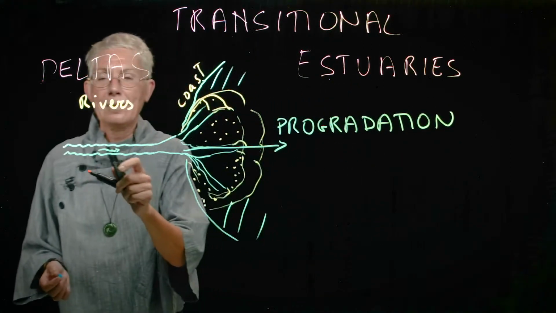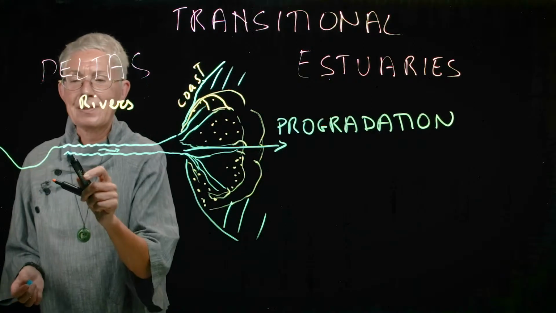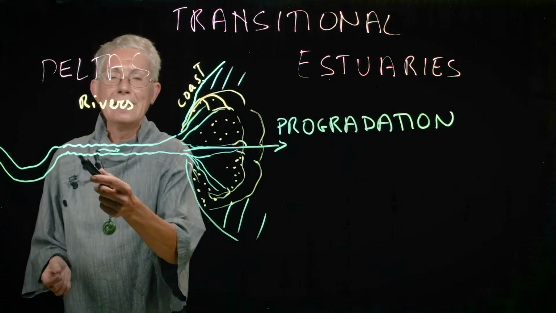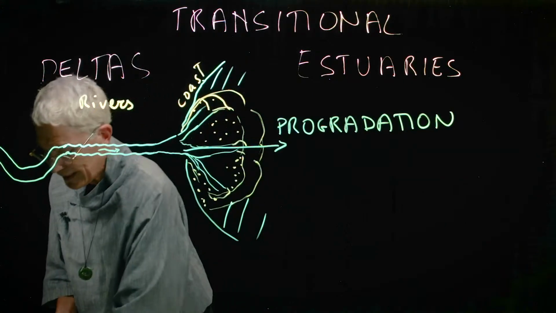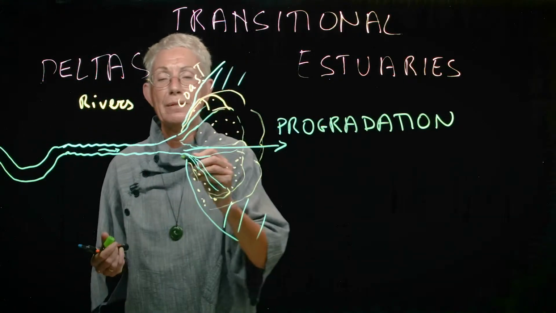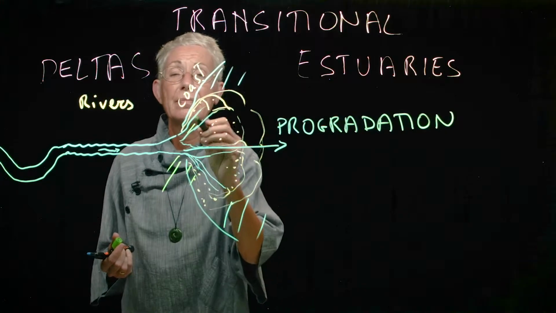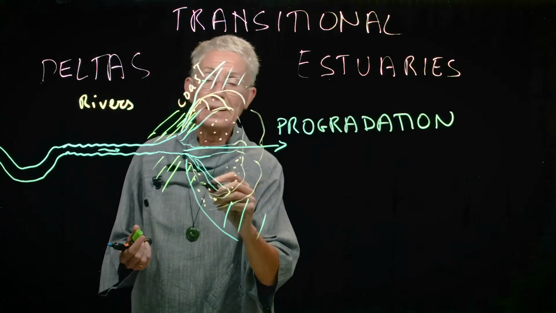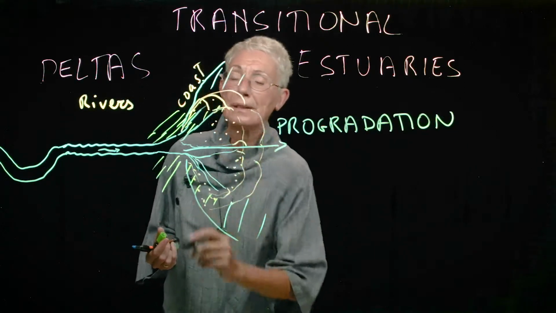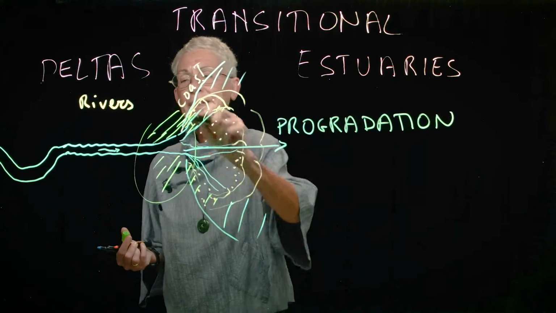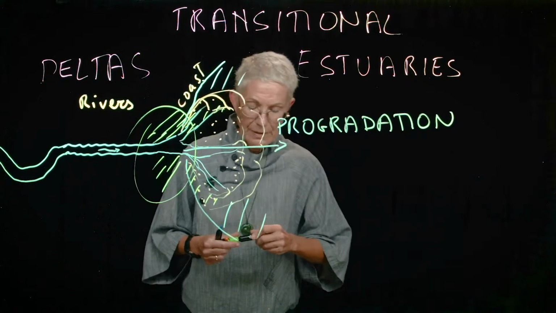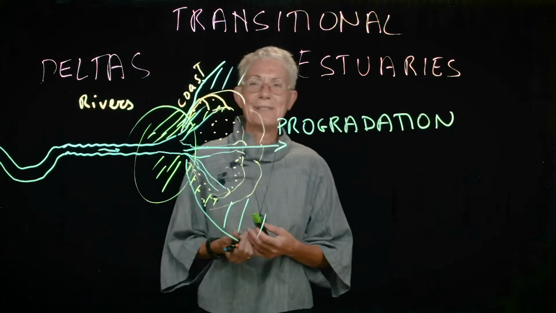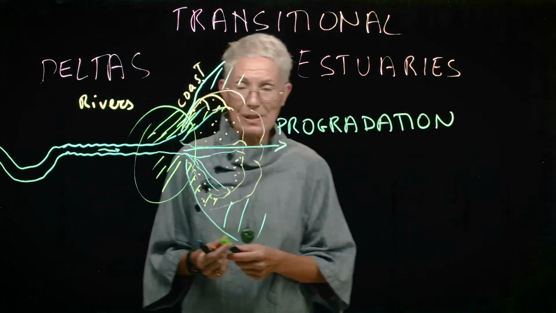Now, what's interesting is that the delta will have its own plane, like an alluvial plane, but this is called the delta plane. And there will be a lower delta plane and an upper delta plane. Now, the upper delta plane is absolutely similar to a meandering river system. So it becomes very difficult to distinguish it.